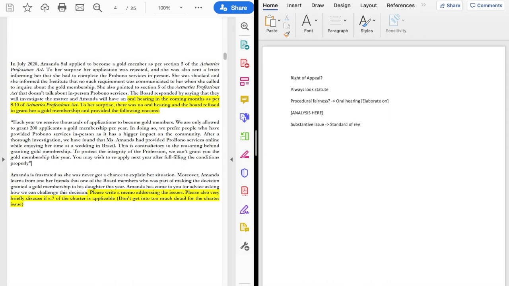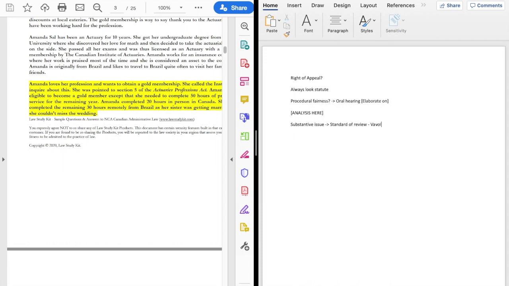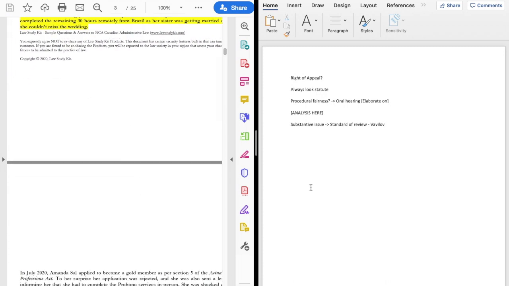And then we're going to be using Vavilov. So yes, the Vavilov decision that I had already mentioned. You will be using that case to determine the standard of review, and then you're going to apply the standard.